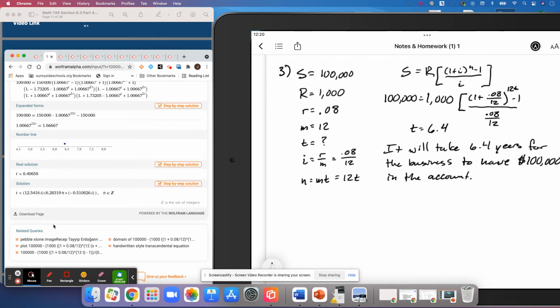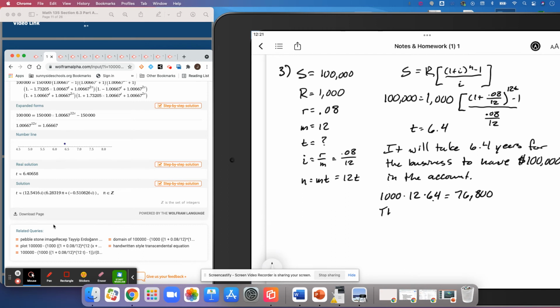And I can't remember what the other questions were. I'm not even necessarily going to look. I'm just going to dialogue this because I'm curious about a couple things. I'm curious of how much money the business put in this period of time. And so we would be doing $1,000 a month times 12 months in a year times 6.4 years. Give me a moment with my calculator, everyone. We would see the business has put in $76,800.